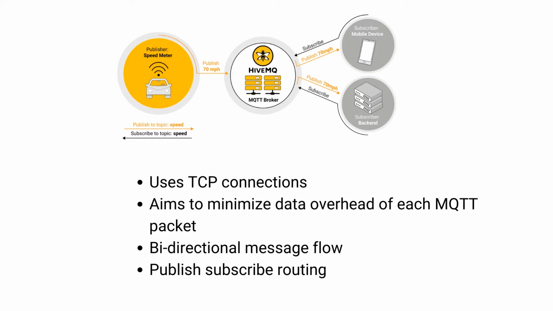The protocol uses TCP connections for reliability, fragmentation, and ordering. It aims to minimize the data overhead of each MQTT packet. The MQTT protocol supports bidirectional message flow. This means that data can flow from MQTT clients to subscribers and commands can flow from subscribers to MQTT clients via the same TCP connection. The protocol also supports publish-subscribe routing, which allows the easy addition of more consumers and producers of data.